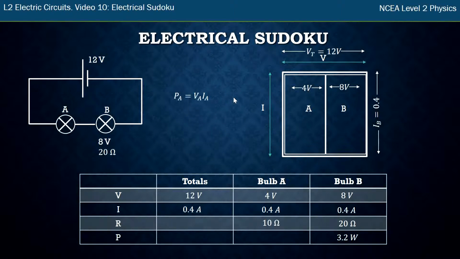All right, the last one in that column is the power. Again, I label things with subscripts. 4 times, I've got my current of 0.4, is 1.6, and fill that in.